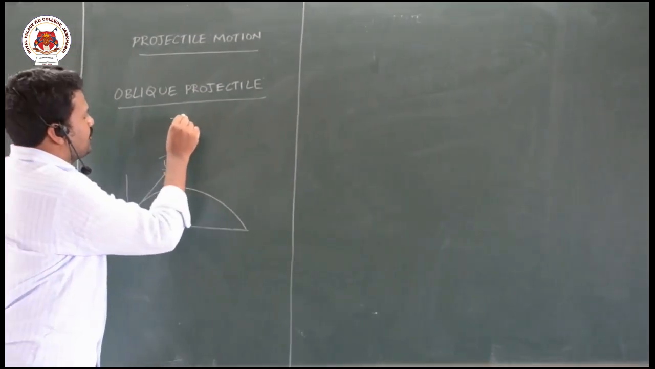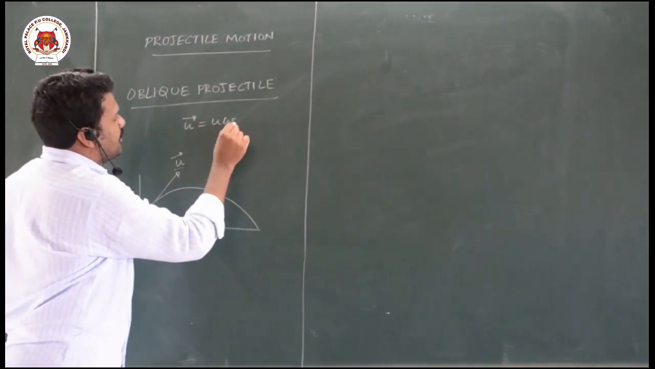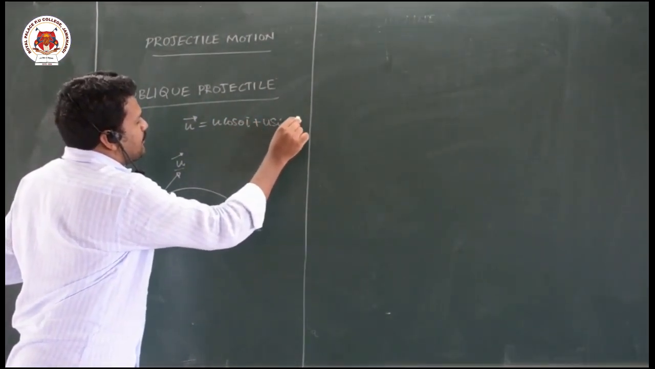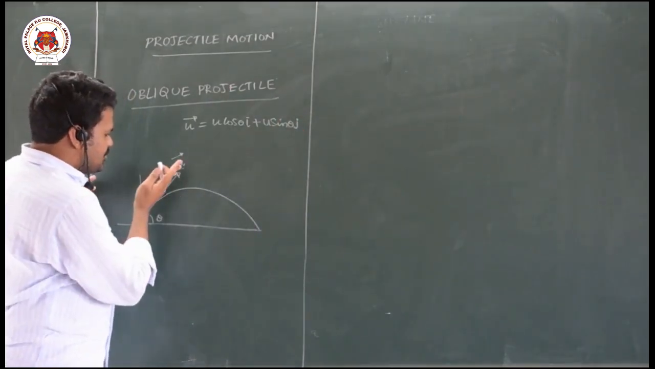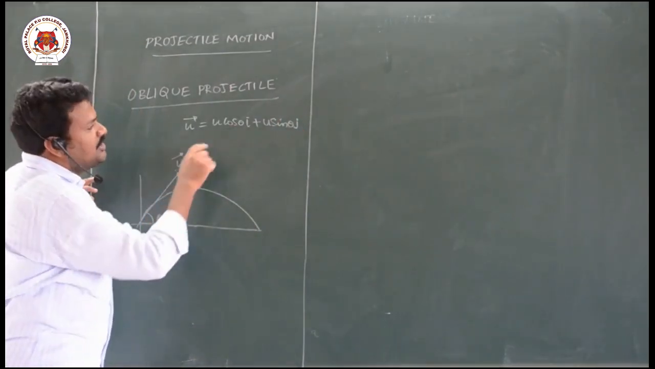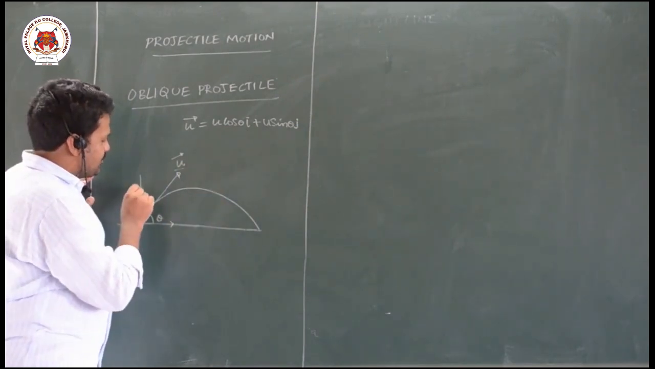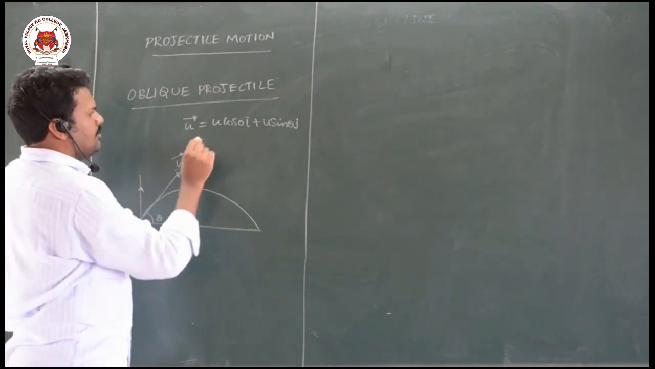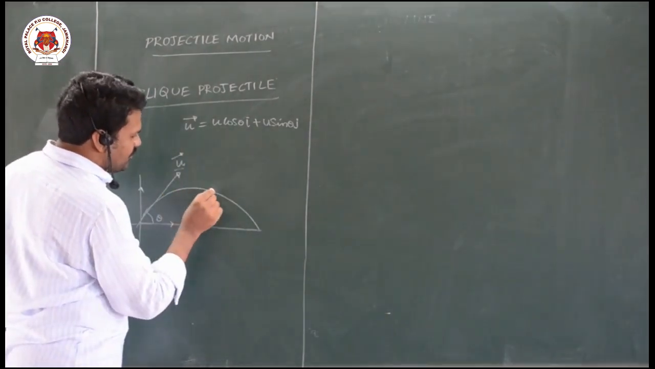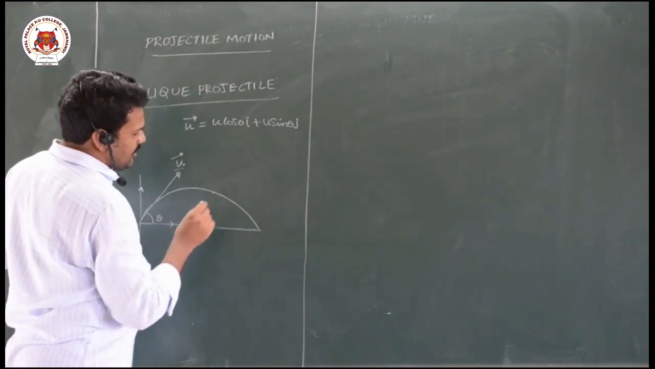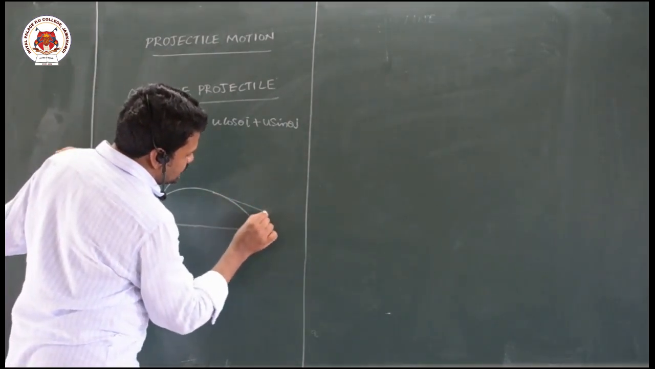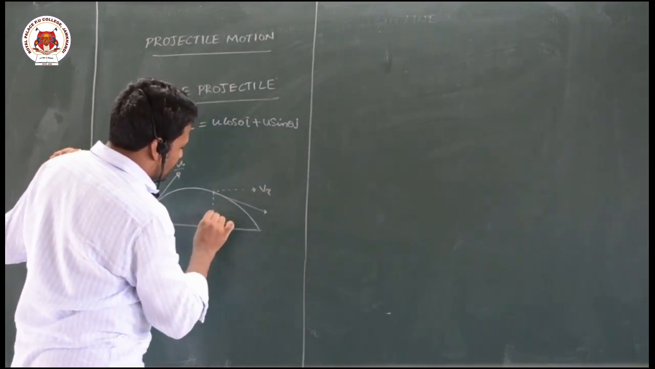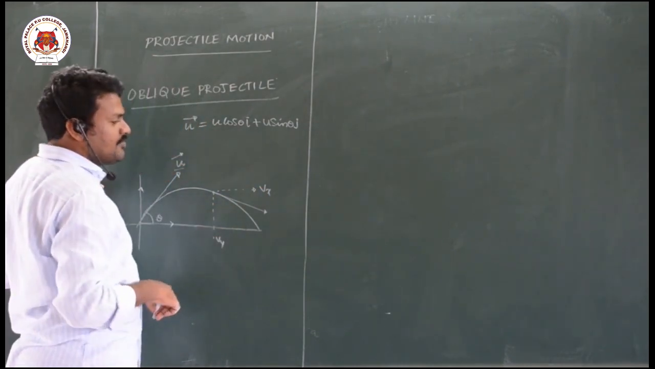u bar is equal to u cos theta i plus u sin theta j. This is there from your resolution of vectors. This is u, so in this direction I can write u cos theta, plus u sin theta in this direction. Similarly, at time t equal to 0 this is the initial velocity. As time progresses, suppose the particle is here, it will have two velocities, Vx and Vy.